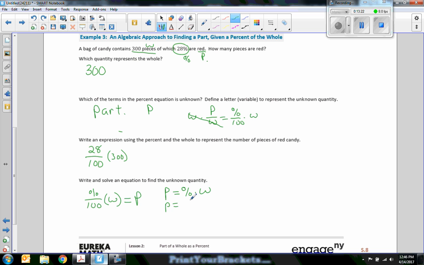I don't know the part. The percent was 28 over 100, and I want to multiply that by the whole, which was 300. Okay, the 100 and the 300 will reduce to 3. So therefore, the answer is 28 times 3. 8 times 3 is 24. Carry the 2. 3 times 2 is 6. Plus 2 is 8. So there were 84 red candies. 84 is 28% of 300.